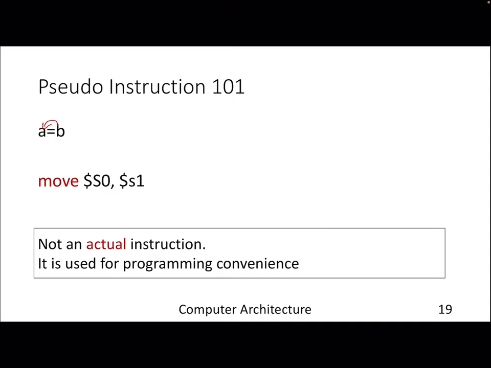What exactly happens is the pseudo instructions will eventually be converted into actual instructions when the assembler comes into the picture, because the processor, or the ISA, has no clue about this particular instruction move. So this is a tricky way of handling things just for programming convenience.